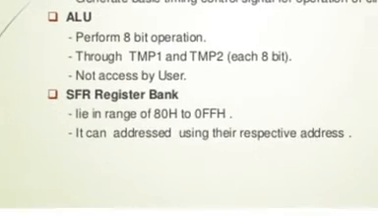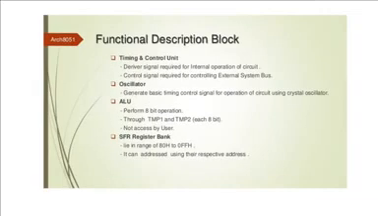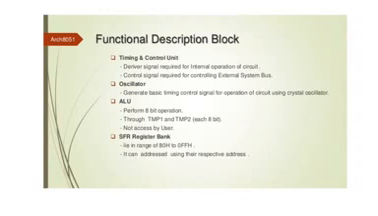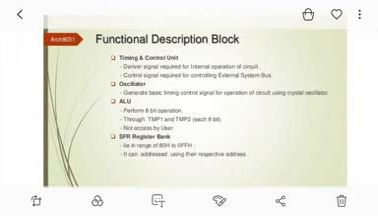It can be addressed using their respective addresses. So what is the address for A? That is E0. At that address, this accumulator is present. Next, for B it is F0. We'll even see those in the slides.